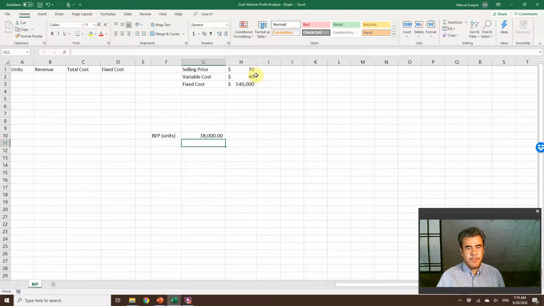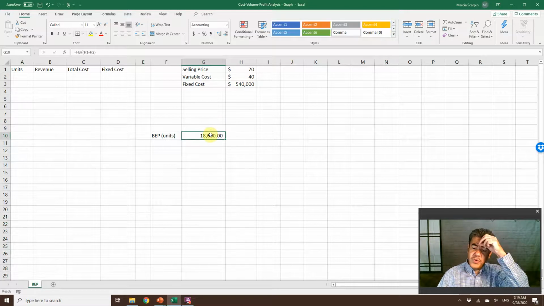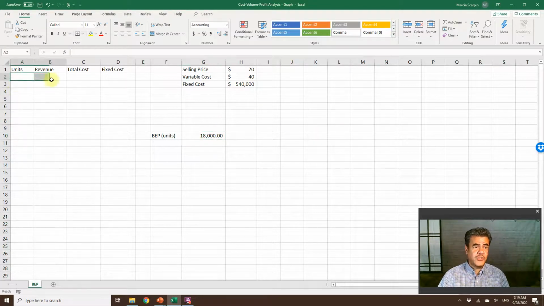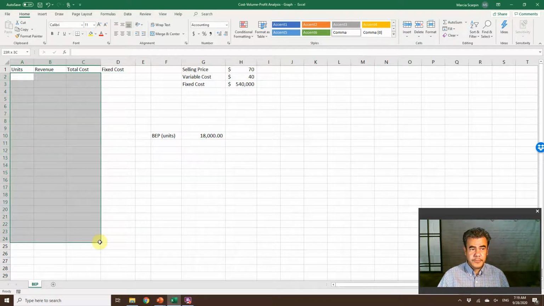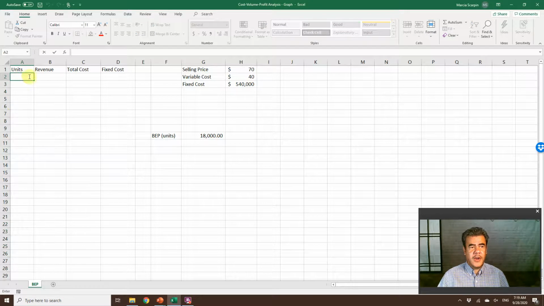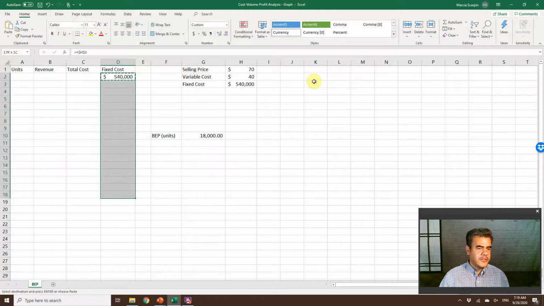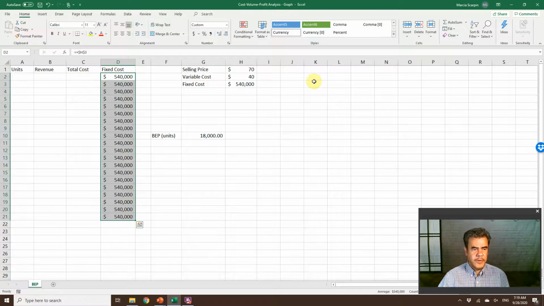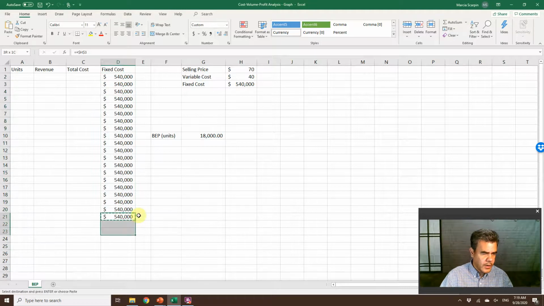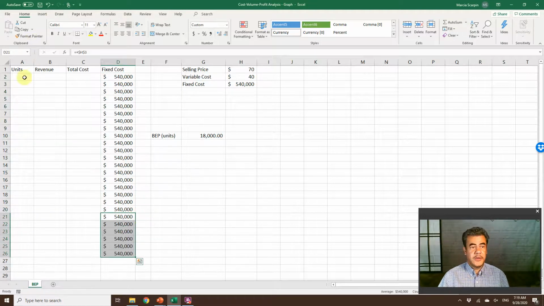So here, break-even point 18,000 units. And how do we do our graph here? The first one, we need to create a table here for how many units we are dealing, the revenue, total cost, and the fixed cost. So the fixed cost, 540, and it will be 540 all the time. So we fix it. And let's deal with 20 numbers, or better, do it a little bit more, 25 numbers.